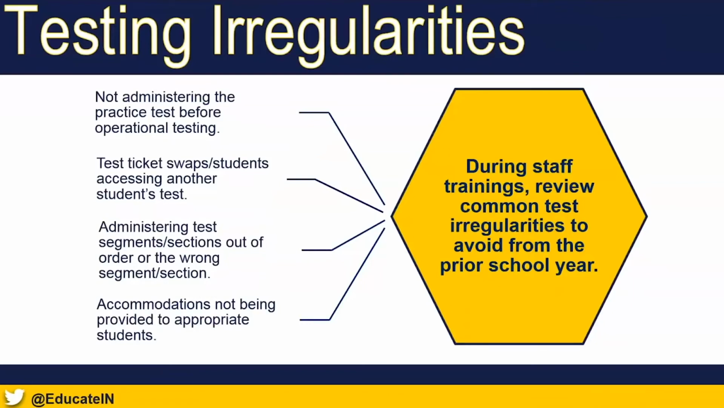Accommodations not being provided to appropriate students. Before testing, TAs should confirm they know which students should receive accommodations and understand how to verify those students receive the appropriate accommodations. Lastly, TAs should contact their STC for guidance on test irregularities as soon as possible, rather than notifying STCs days or weeks after irregularities have occurred. Late notification to the STC and subsequently the IDOE can lead to invalidations that could have been avoided had follow-up been more prompt.